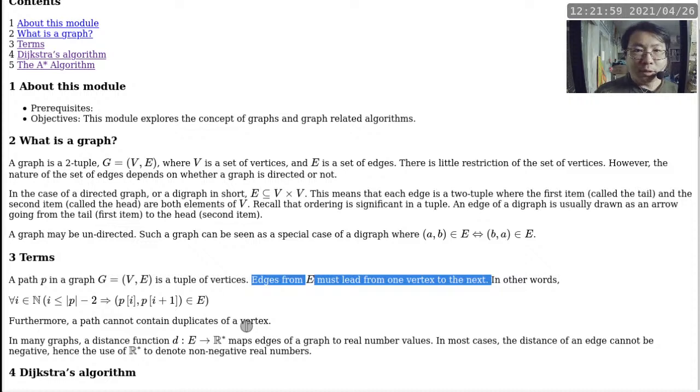No questions? Alright. So in many graphs, we also define a distance function. This is the notation that we have been using to describe functions. D is the name of the function, E is our domain, and R* is the codomain. I use R* to refer to the set of real numbers that excludes all the negative real number values. So 0 is non-negative, so it is in R*. But -1 is not, -0.5 is not, 2 is in R*, 5 is in R*, and so on.